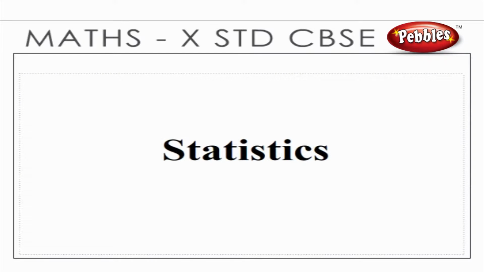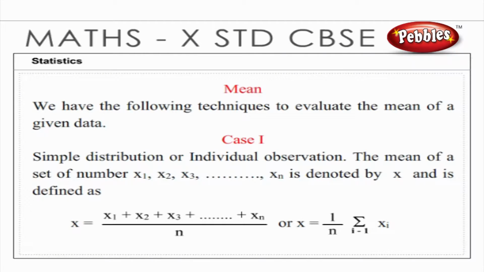Statistics. Mean. We have the following techniques to evaluate the mean of a given data. Case 1. Simple distribution or individual observation. The mean of a set of numbers x1, x2, x3 up to xn is denoted by x bar and is defined as given.